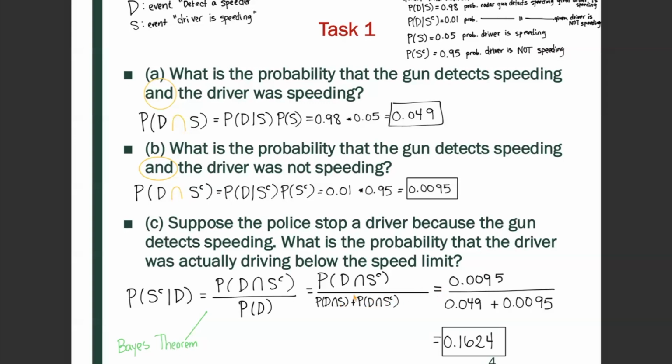Here we already solved all of these three individual values, which really is two different values because the numerator is the same as this value here. So this equals 0.0095, which is from part B, divided by 0.049, that's from part A, plus 0.0095. So when you simplify, you get 0.1624.